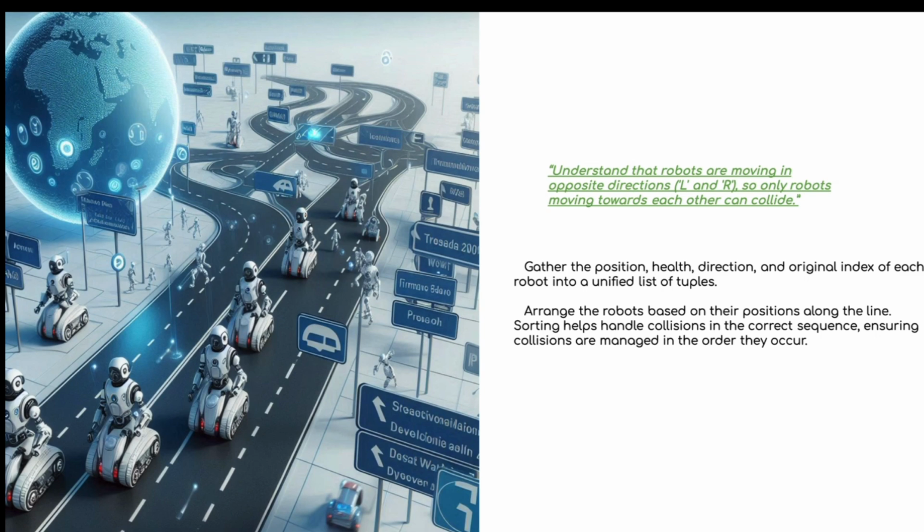So the approach should be to gather the position, health, direction, and original index of each robot into a list of tuples in C#. We need to get all the information into tuples and arrange the robots based on their positions along the line, so we need to do the sorting. The sorting will be helpful so that we can go in the correct sequence and ensure that collisions occur in order. So we need to sort by position when solving this problem.